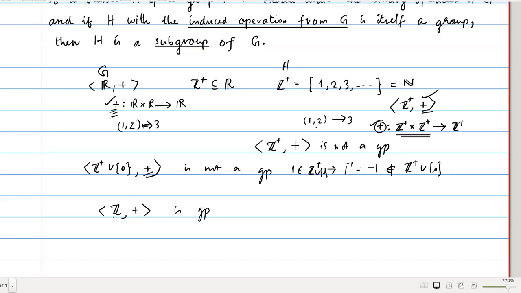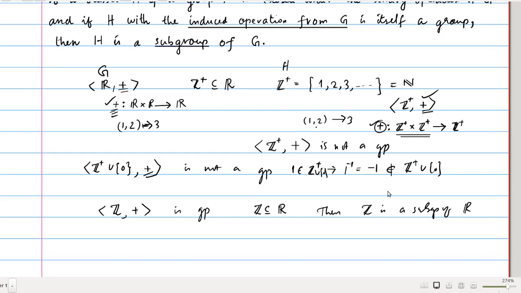Then we can say that this Z is a subset of R, and along with the induced operation of R, that means induced operation from R means we use the same rule of this addition in this Z also. Okay, with respect to that induced operation, this structure, or subset, forms a group. Then we can call this Z a subgroup of R.